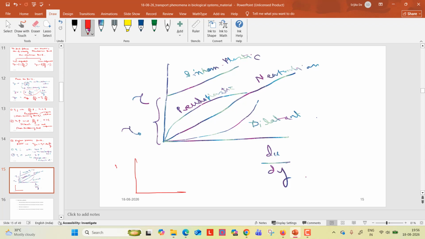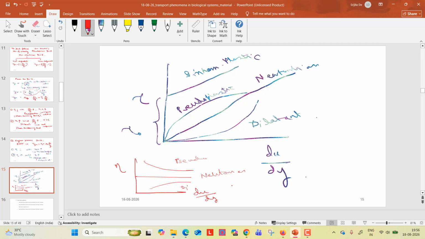If you want to plot apparent viscosity versus velocity gradient, you can see that for a Newtonian fluid it is just a straight line. For a pseudoplastic fluid it is reducing, and for a dilatant fluid it is increasing like this.